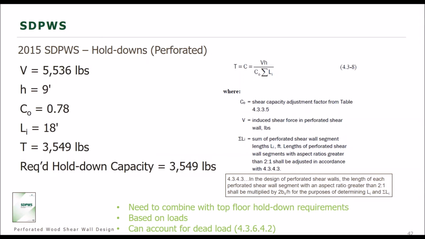Again, remember, this is a first floor shear wall, so we do need to combine it with the top floor hold down requirements. And unlike the wood frame construction manual approach, this one is actually based on the loads. So it's not based on the shear wall capacity, it's based on how much load is actually applied to the wall. So you do need to do a little bit more number crunching, but you can get some efficiency in your design. And again, much like the WFCM engineered approach, you can account for dead load offset to help offset some of that overturning moment.